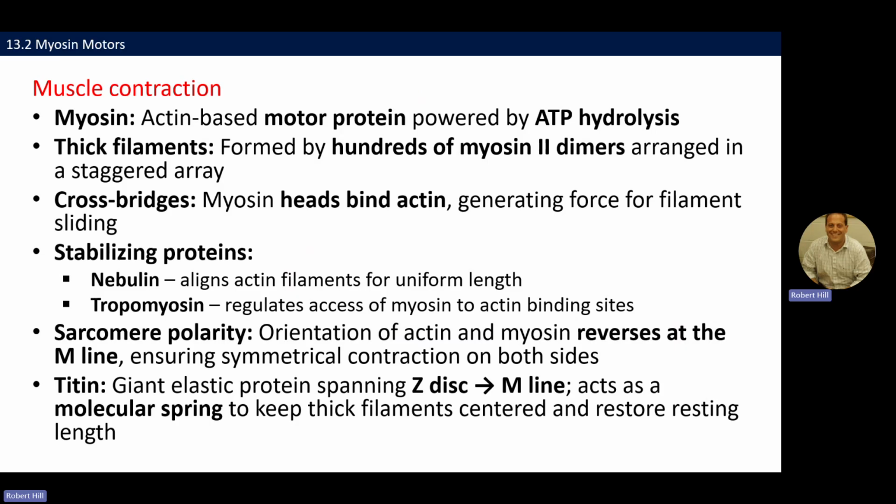There's another protein called titin, and titin is actually, if I remember correctly, the biggest protein in human cells. It's a very big, elastic protein, and that's an important property of it. It goes from the Z discs to the M line, and it acts as a molecular spring that keeps thick filaments centered, and it restores the sarcomere's resting length after contraction.